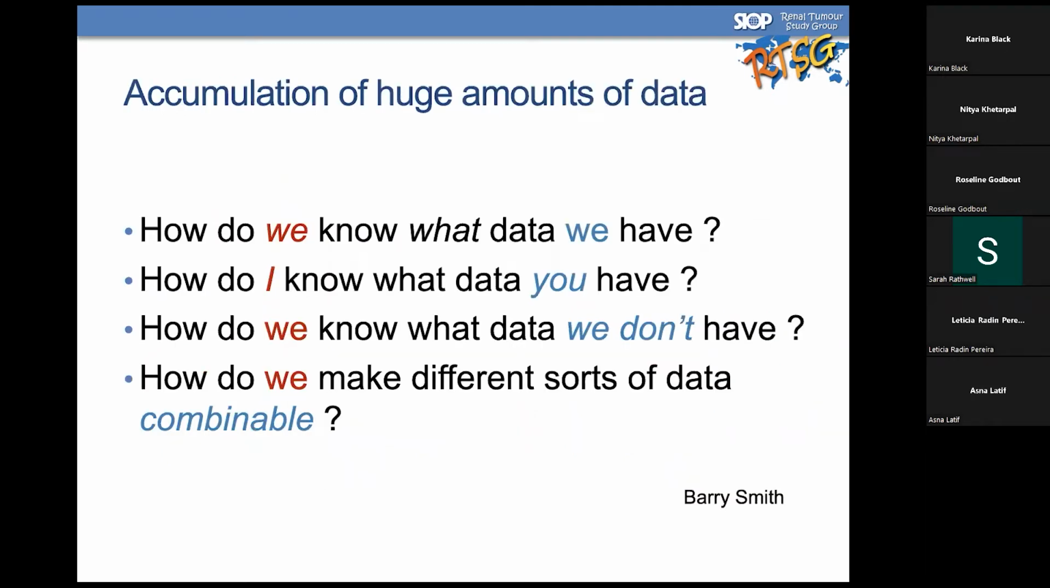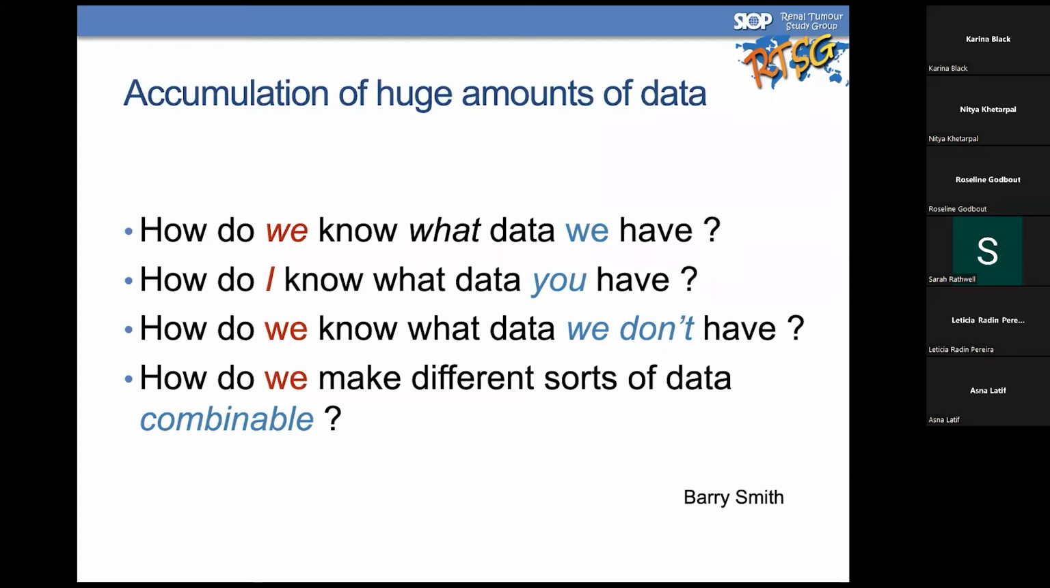And the question is, how can we find all those data we would need for our AI models, or all kinds of models we want to use as decision support for pediatric oncology? There are 4 questions I have listed here. The first one is, how do we know what data we have? Are we always sure we have all the data we want to use? And how do I know what data you have?